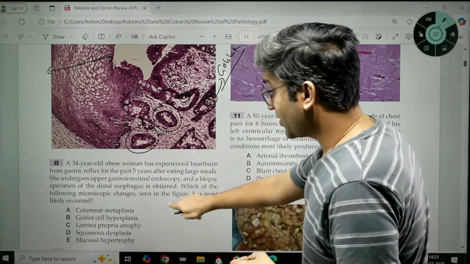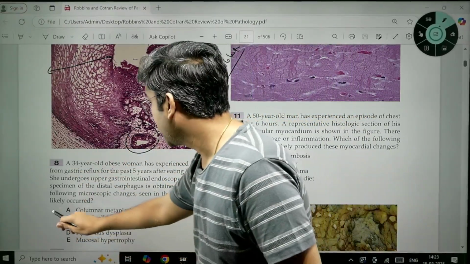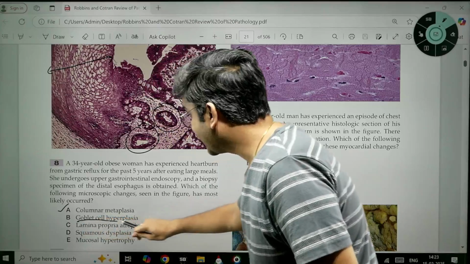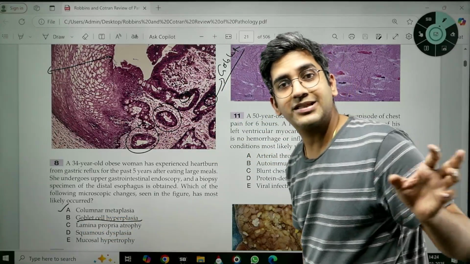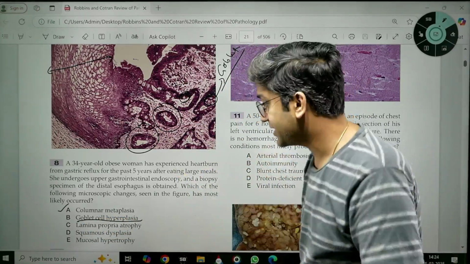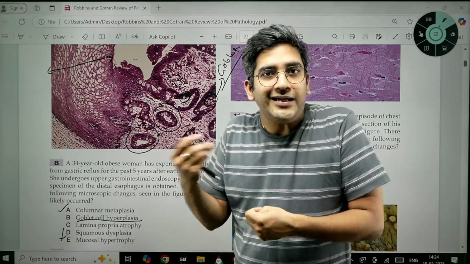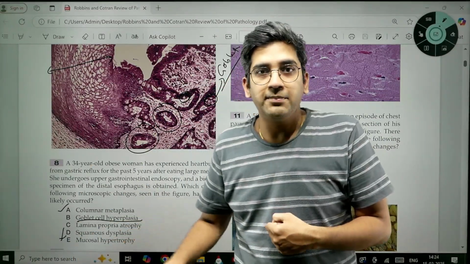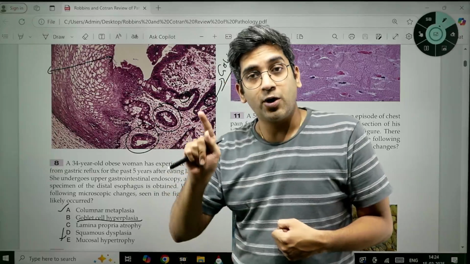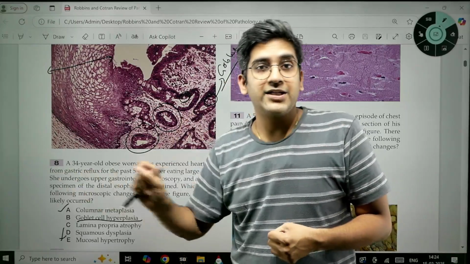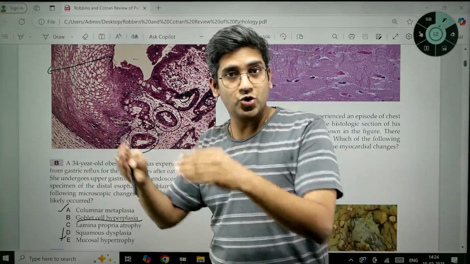All mean one and the same thing, which is Barrett's esophagus. But we can solve the question even with the help of it, right? It's metaplasia. Don't get swayed by option B. It's goblet cell hyperplasia. That's not the answer. It's metaplasia, definitely not the rest of it. Goblet cell might be enticing for you to mark option B, but option B is not the right answer.